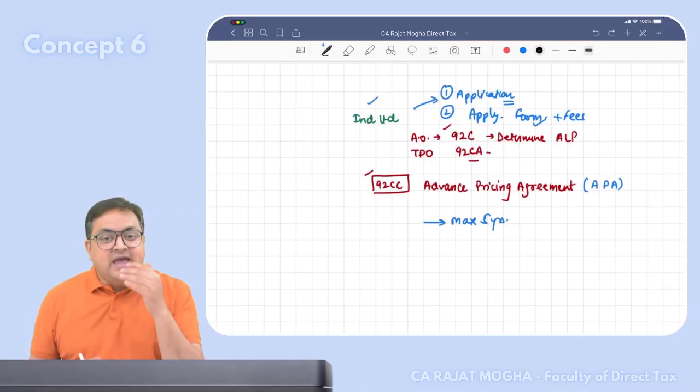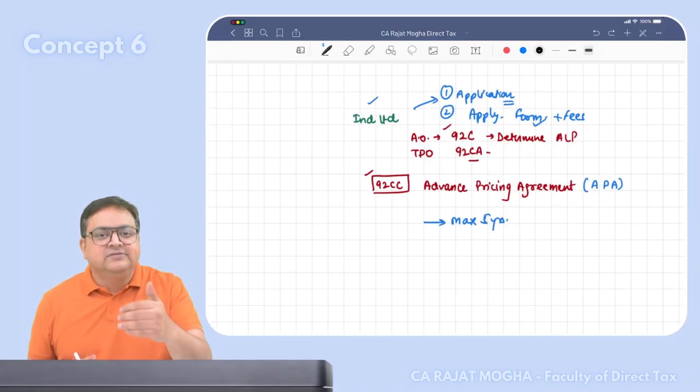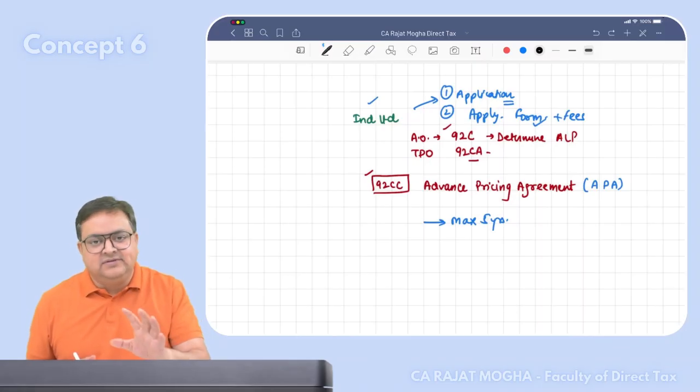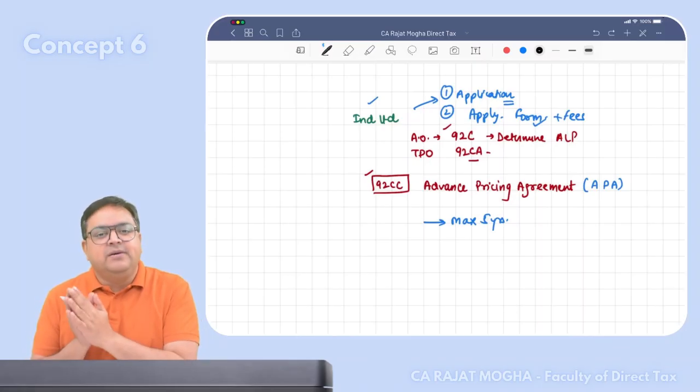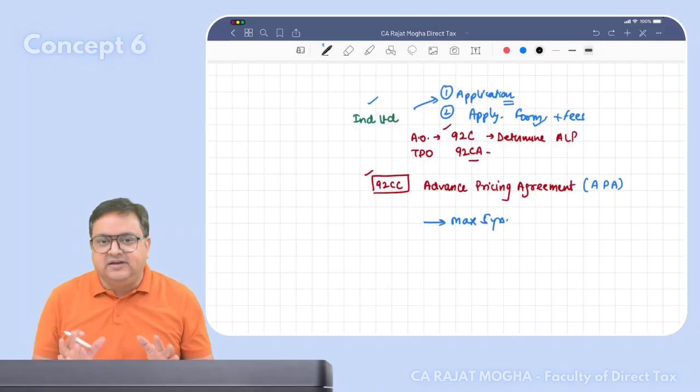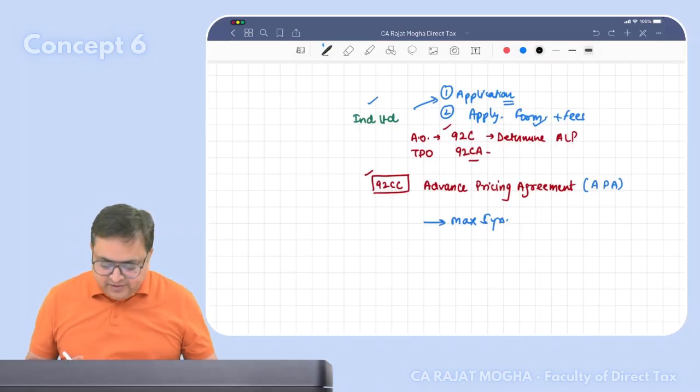Now the question is, sir, can we apply the APA for 3 years, 4 years also? Yes. 5 years is maximum. You can apply it for 2, 3, 4, 5 years as the case may be, but not beyond 5, right? So maximum 5 years, it can be applied.